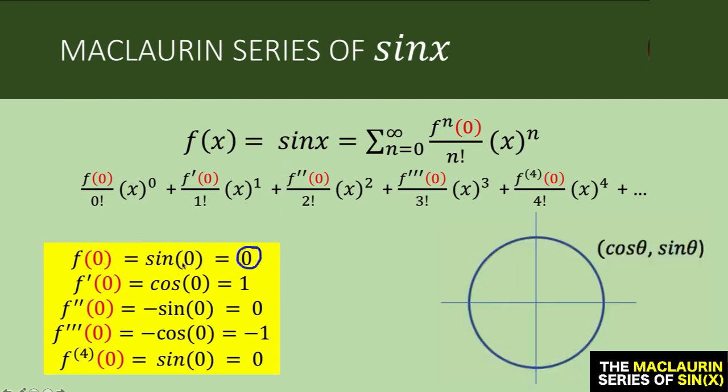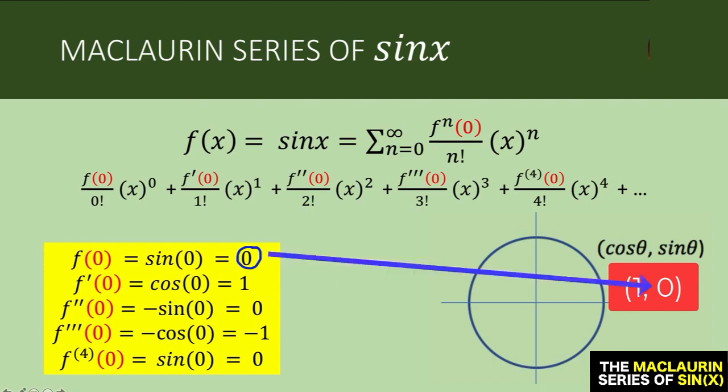So what's the value of sine of 0? Let's recall our unit circle. An angle of 0 degree or 0 pi radian is at this point, and the coordinate at this point is x equals 1 and y equals 0. And in the unit circle, the x coordinate is your cosine and the y coordinate is your sine of the angle. So the value of sine of 0 is the y-coordinate at this point, which is 0. That's why sine of 0 is 0.